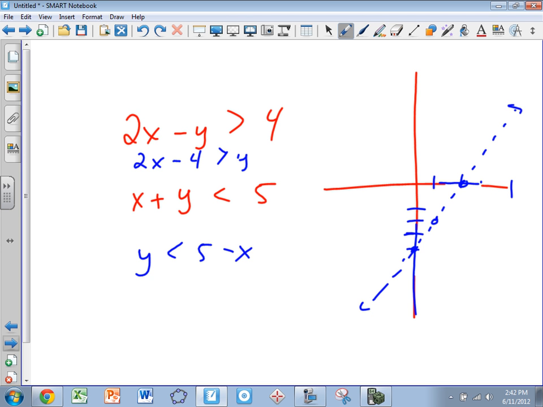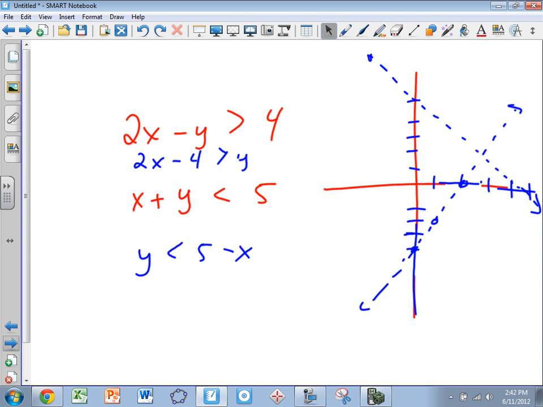So 5 is up here. And negative 1 slope means go down 1 over 1, down 1 over 1. So I'm going to go all the way up to 5 out here. So 1, 2, 3, 4, 5. Okay, that would be that line right there. Now, notice, they intersect, right? They intersect where they're equal to each other, that's fine. But we need to figure out what the solution set is. So we need to test points to see which ones satisfy the original equations.